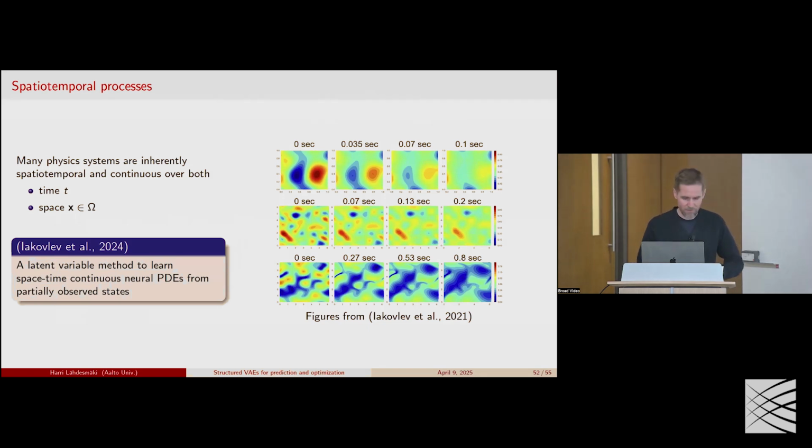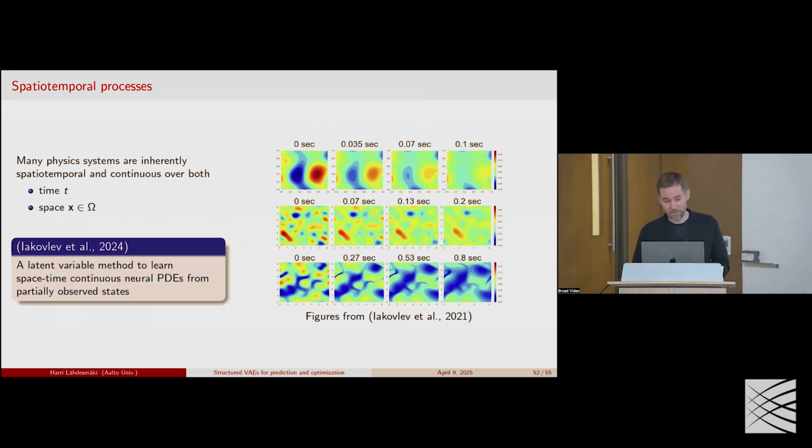I want to conclude with a really quick note that we have also been extending these techniques to spatiotemporal processes. So the dynamical systems do not need to depend only on time, but maybe also on space, and then we are talking about partial differential equations. We have been extending these latent variable models to learn space-time continuous neural PDEs, again from partially observed states. Here are some illustrations of the physics systems that we have been considering.